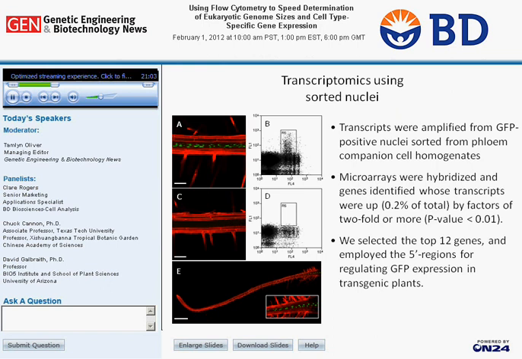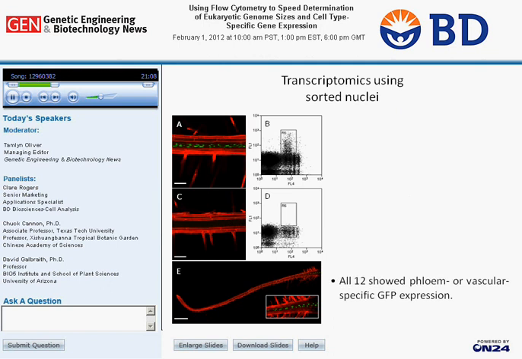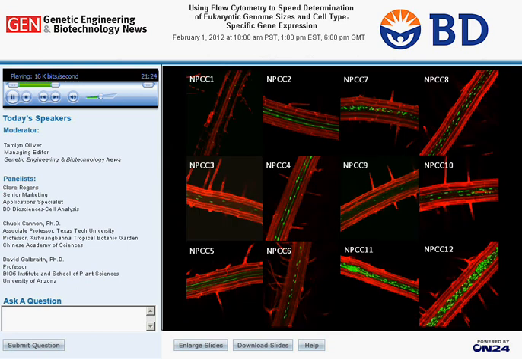And in the next slide, you'll see all 12 of these showed phloem or vascular-specific GFP expression. So the approach of looking at a nucleus to give you the transcripts that are specific to a specific cell type seems to be valid. And the next slide just shows all of these different plants going from NPCC1 to 12, and you can see the patterns of GFP targeting to the vascular and phloem companion cells is maintained.